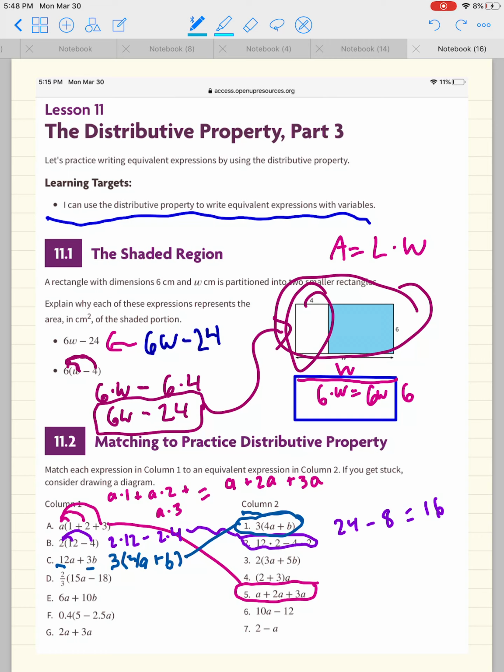Okay, E, 6A plus 10B. I'm looking for common factors here, and a common factor between 6 and 10 is 2, so that's what I'm going to put on the outside. Now I have my A and I have my B. Now I have to think about 2 times what equals 6? It's 3. And 2 times what equals 10? It's 5.